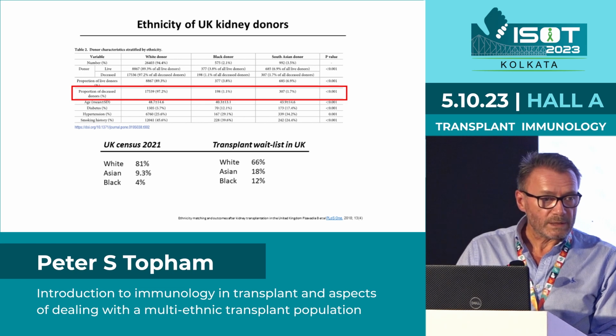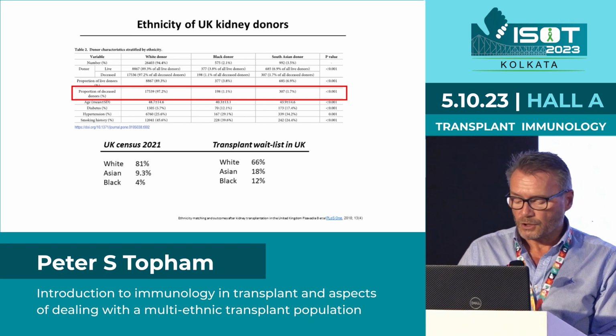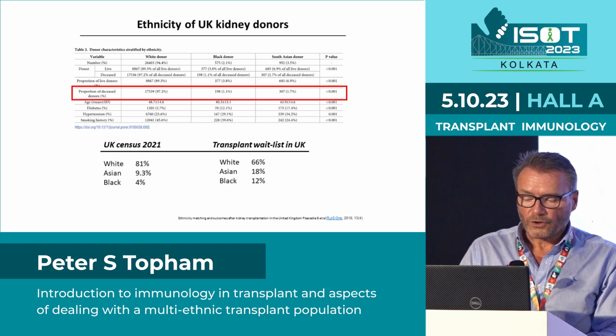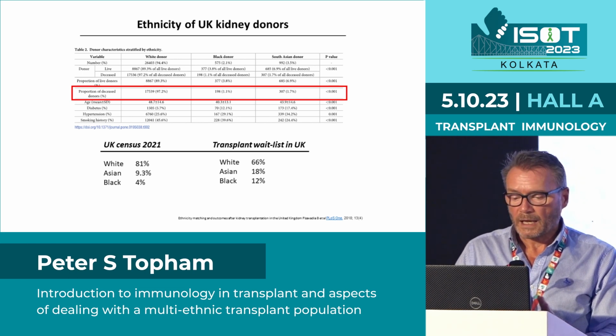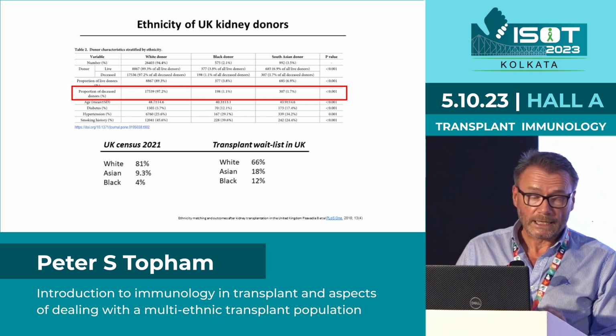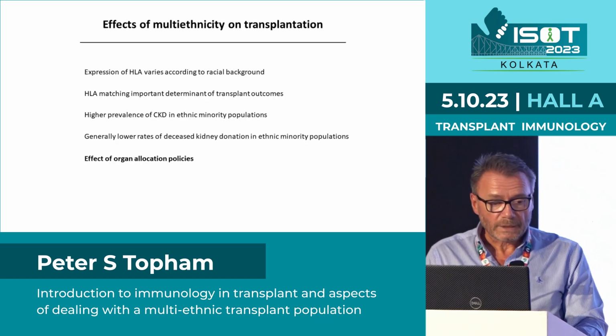Only 1.1% were from the black population and 1.7% from the South Asian population. And again, I just remind you of the figures for the UK census and the transplant wait list. So there's a huge disparity between donors from ethnic minority backgrounds and the people who need those kidneys. There is also an impact of organ allocation policies.